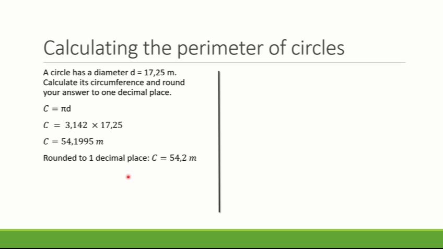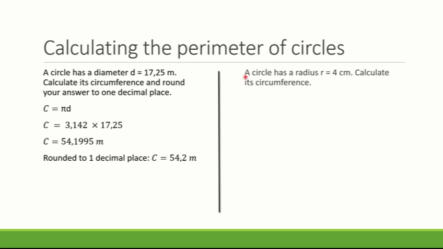If we have to round it off to one decimal place, remember we have a look at the second decimal place, which is a 9. The 9 will change the 1 to the next number, the 2. So our final answer will be 54,2 meters. They specifically asked us to round off to one decimal place, so please remember to do that.